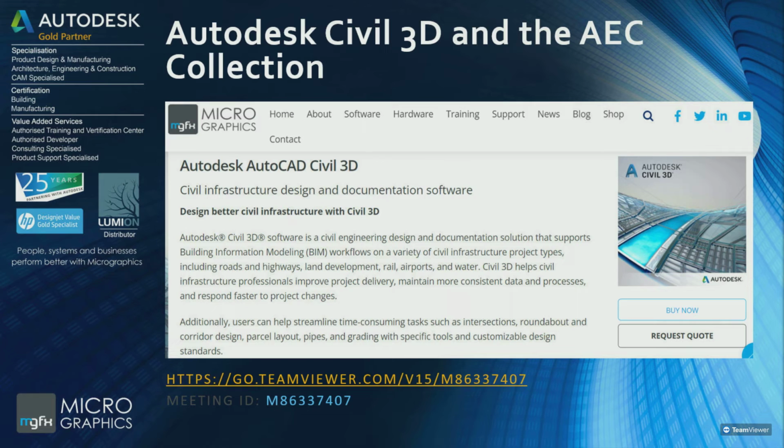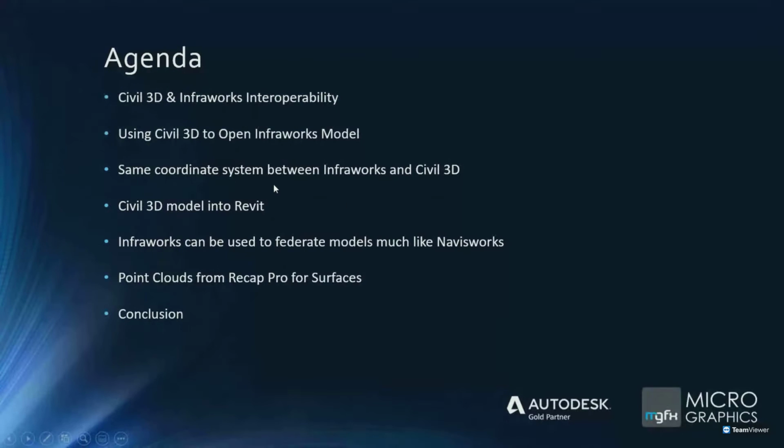The itinerary for today: we're going to have a look at Civil 3D and Infraworks, using Civil 3D to open an Infraworks model, and then we have to pay attention to the Infraworks and Civil 3D coordinates, how we can get a Civil 3D model into Revit, how Infraworks can be used to federate models like Navisworks, and also that there are point clouds from Recap that we can use for generating surfaces.